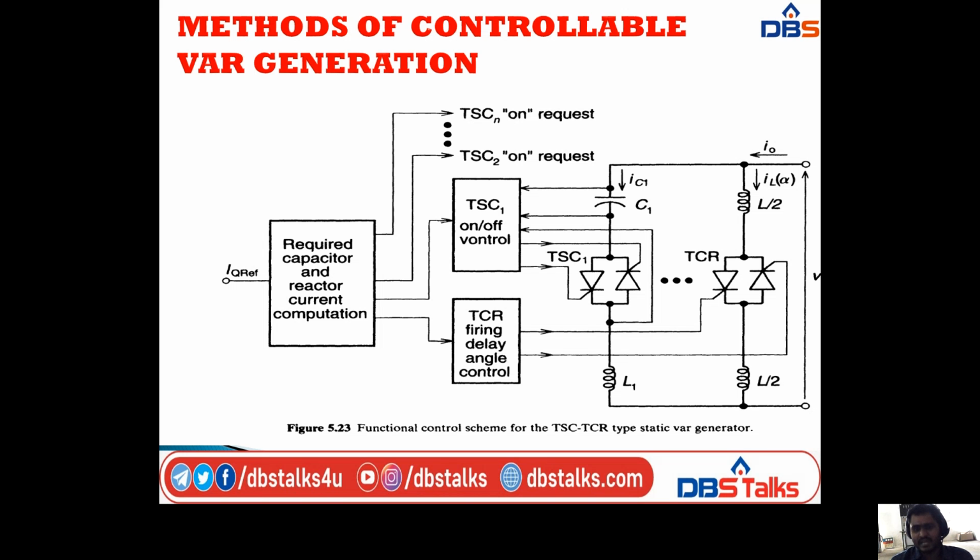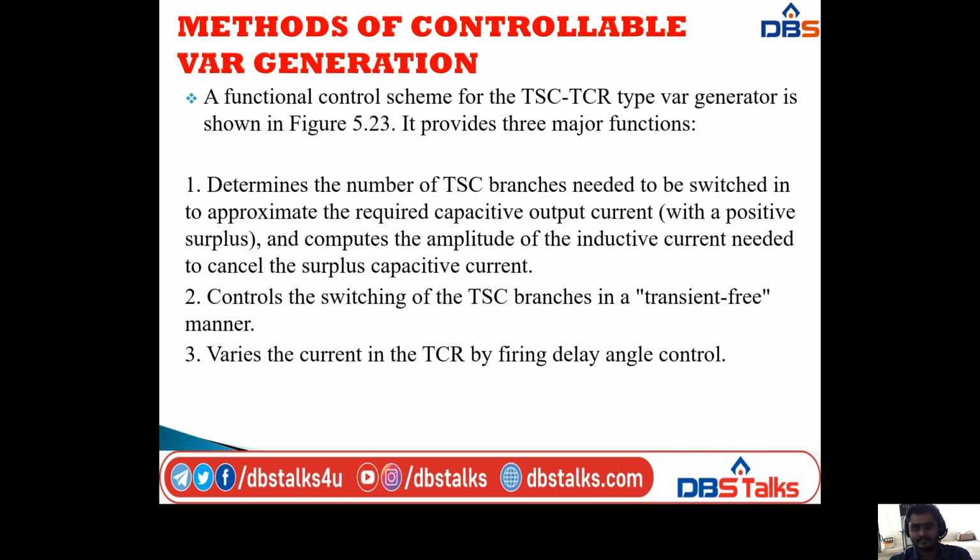And next, from the TSC1 on or off control, I am taking a thyristor valve, which is named TSC1. This TSC1 arrangement consists of one capacitor, one thyristor valve and one reactor, that is inductor L1. Similarly, and so on, lastly I am taking the TCR arrangement. This one consists of one reactor of L/2 value, which produces the current IL of alpha, and one thyristor valve. This thyristor valve is connected to the TCR firing delay angle control. These arrangements are connected to the terminal voltage or load voltage. So these are the functionalities.